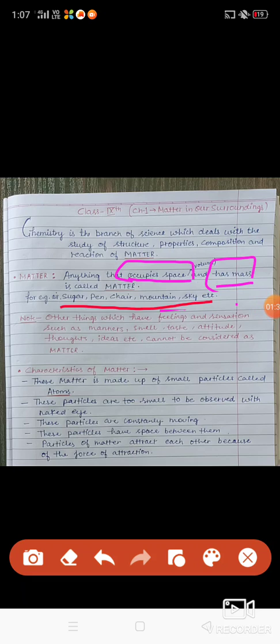Now tell me students, why is sugar considered as matter? Because sugar follows these two important criteria. First criterion is that it occupies space, and second one is that it has mass. Now another example is pen. Is a pen considered as matter? Tell me. Pen is considered as matter, right? Obviously yes. Why? Because pen occupies space and has mass also.